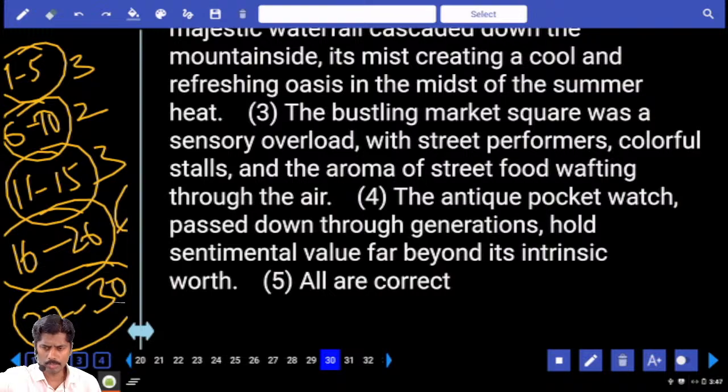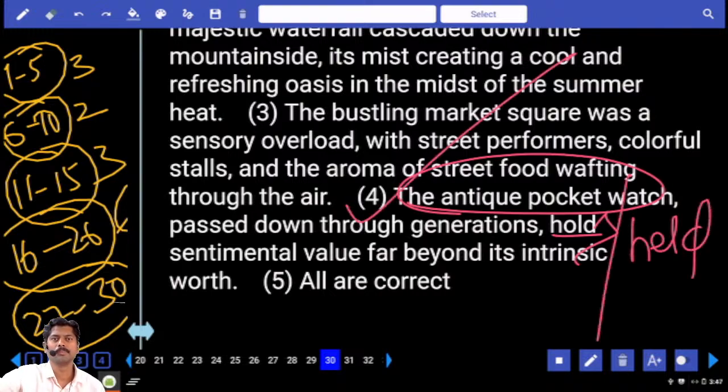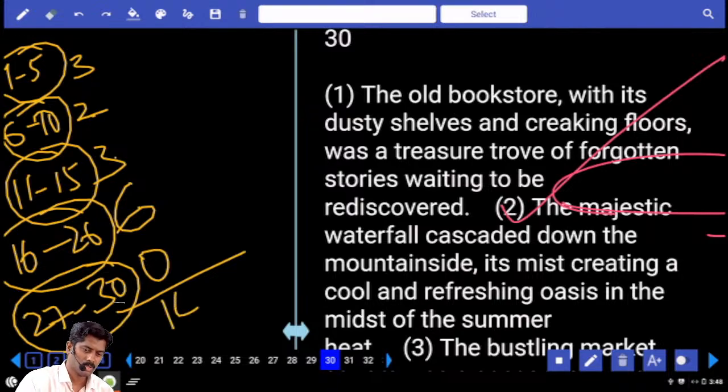The antique pocket watch passed down through generations. What is the main subject here? Pocket watch. Hold, wrong, holds. If it is present, holds; past means the error is in this fourth part. How many questions can we attempt in this last section? 1 or 0? 0. Means all appear difficult in the last section. If we calculate like this, 6 plus 3, 9, 9 plus 2, 11, 11 plus 3, 14 are easily scoreable questions. Have you got approximately 14, 15?